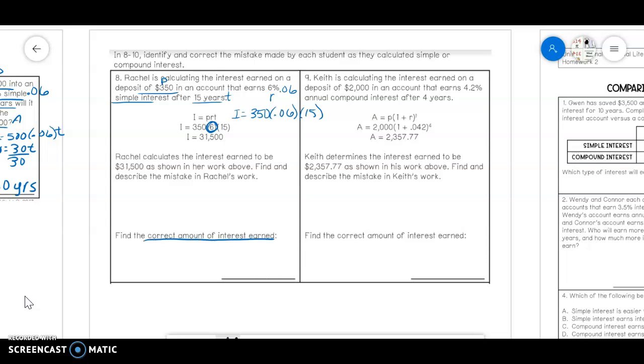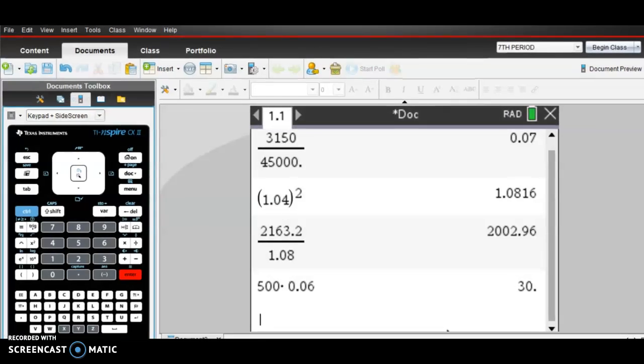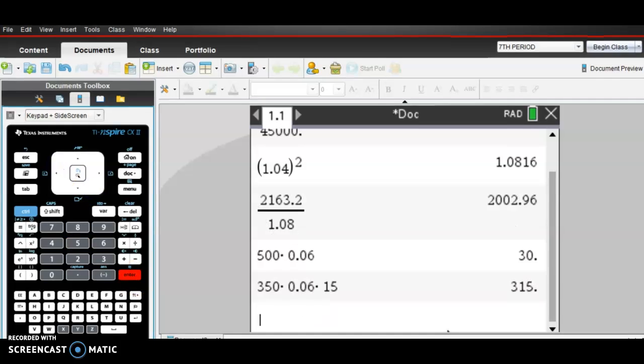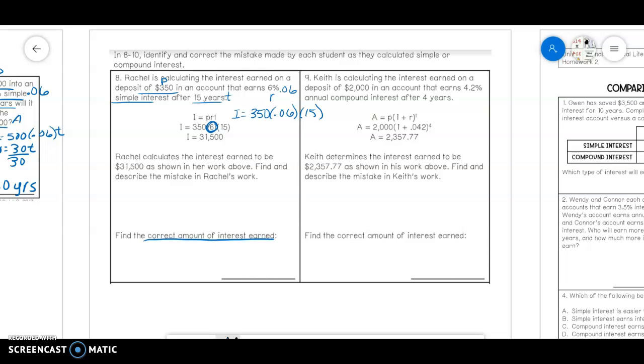So if I asked you, what is the correct amount of interest earned? So we needed to do 350 times 0.06 times 15, and $315 is her interest.